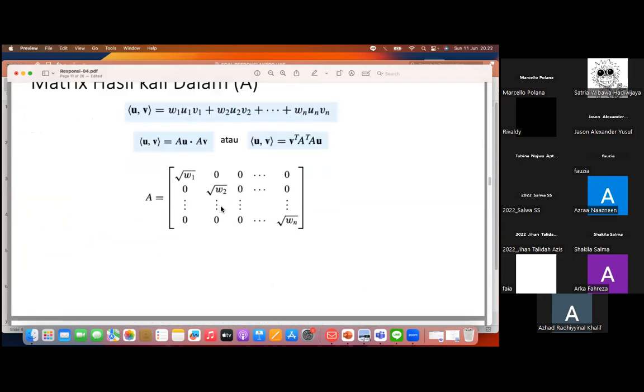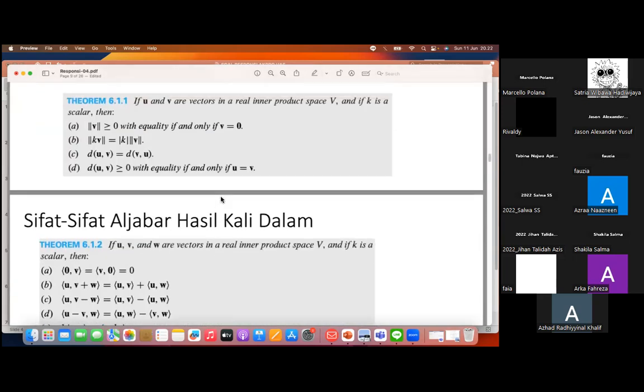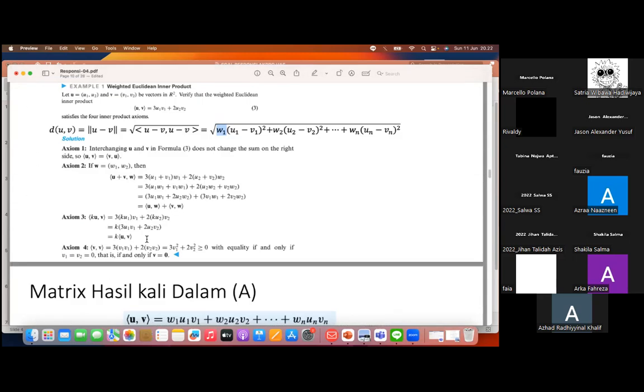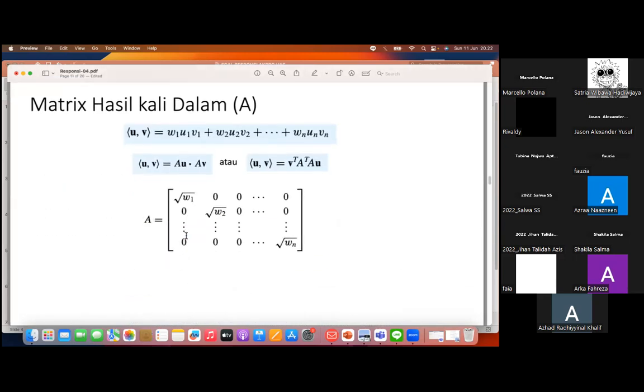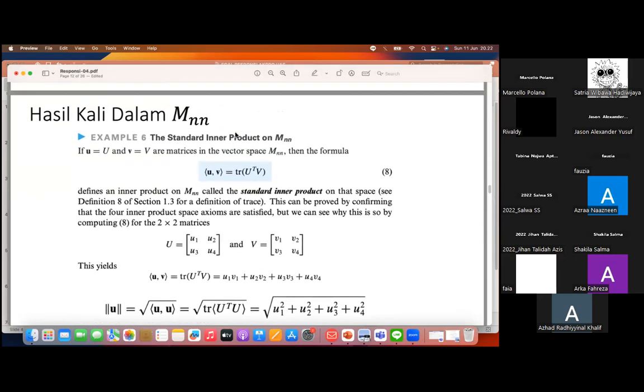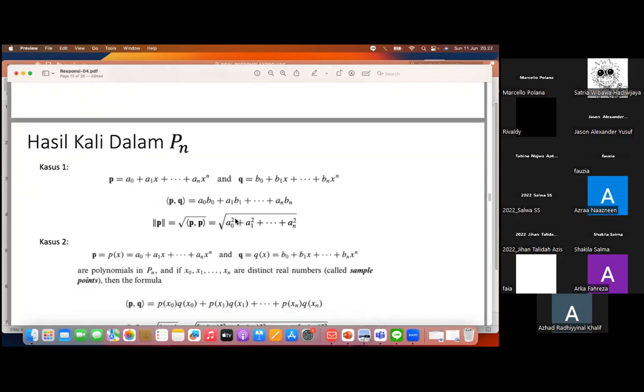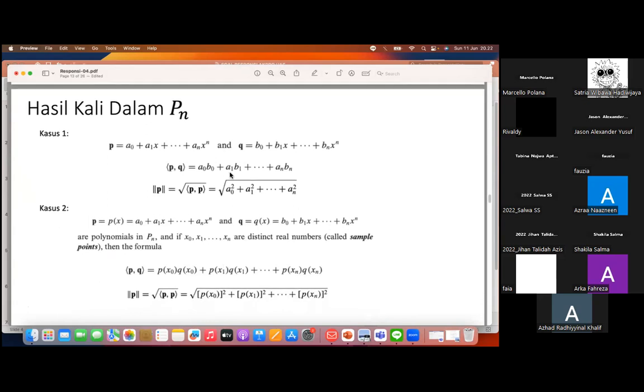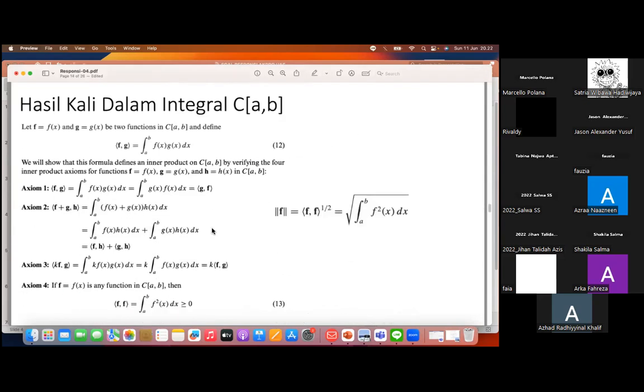And as I said before, since this inner product space u comma v is a general process, it can apply to m by n or square matrices, or polynomials like this, and in rare cases, integrals. However, in the exam, I doubt you will get something like this. But if it actually comes out, then I suggest you be careful.